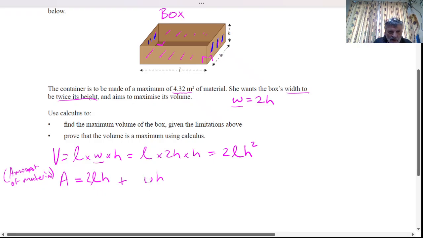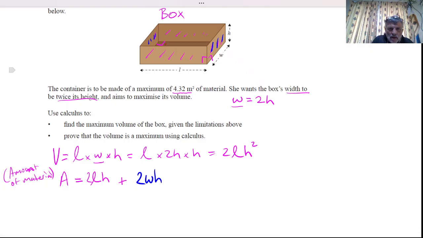And we can do this in a different color too. Plus the width times the height. And again, there's 2 of those. And then there's the base down here, which is the width times the length.